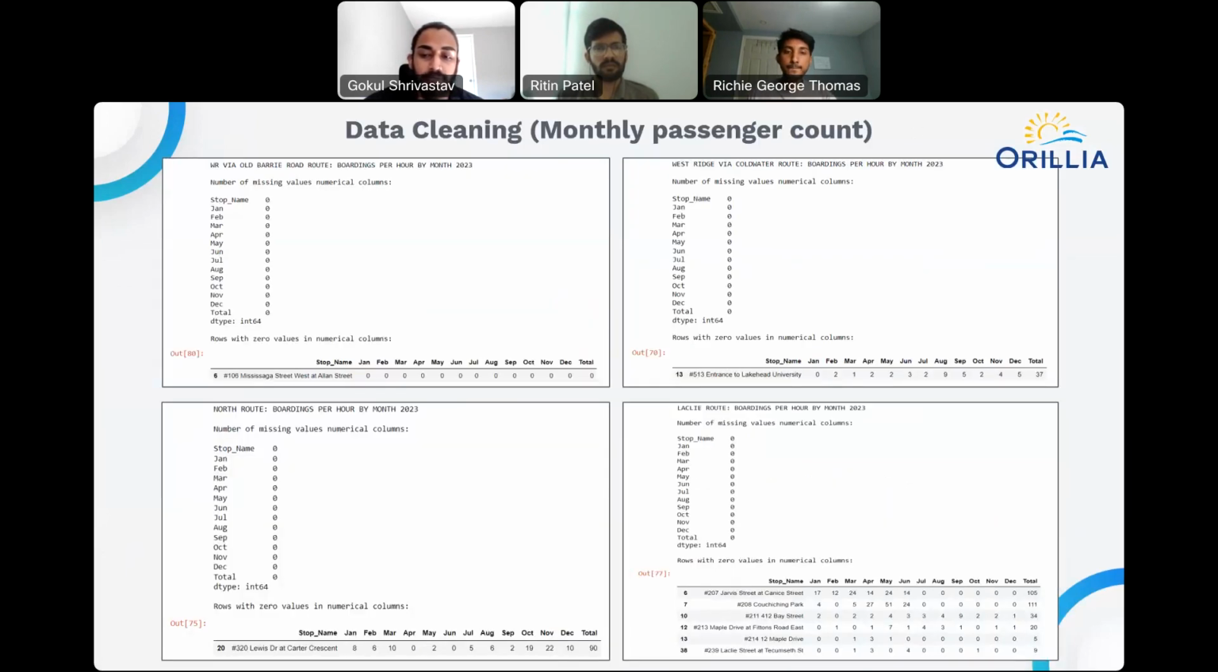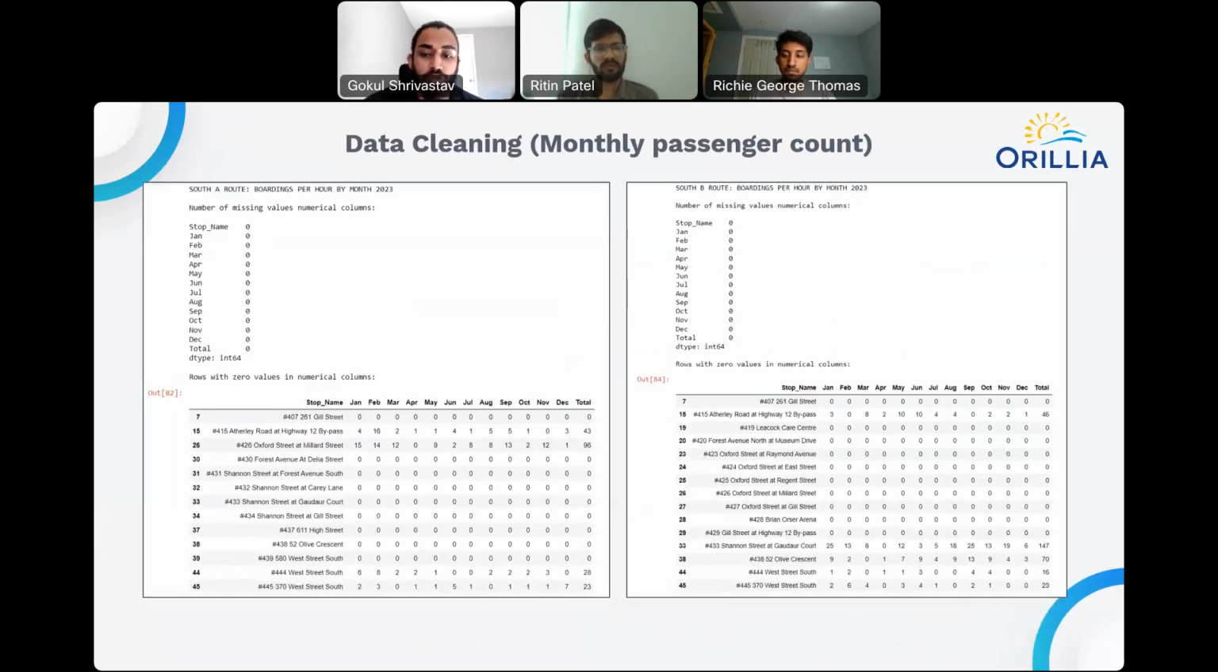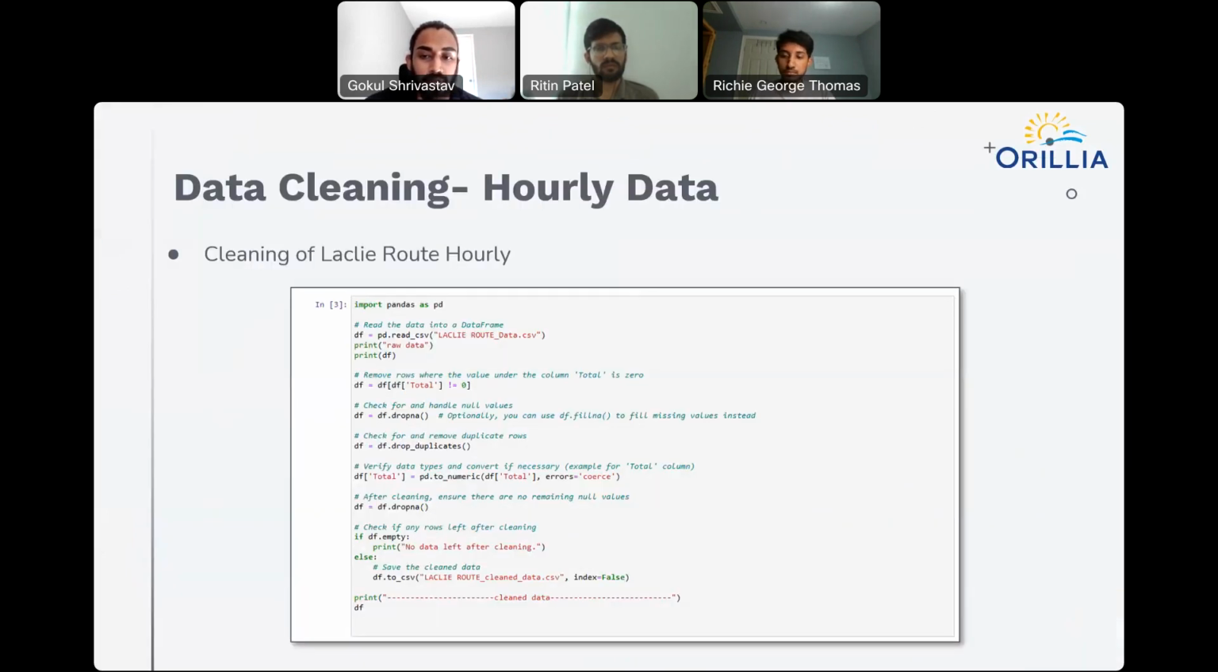Next slide. We performed the same for the rest of the routes, namely the Westridge via Barrie, Westridge via Coldwater, LaSalle route, North route. Next slide, please. These are the last two bus routes which we performed data cleaning on. Next slide. Now, this slide represents cleaning for the LaSalle route hourly.